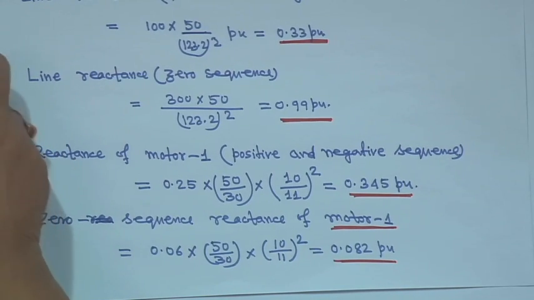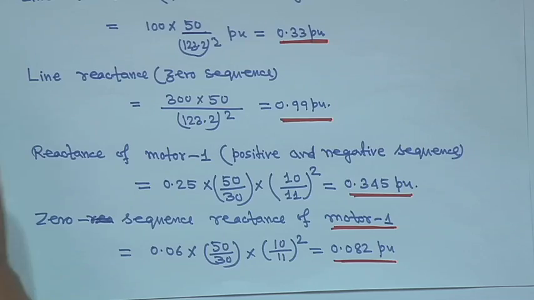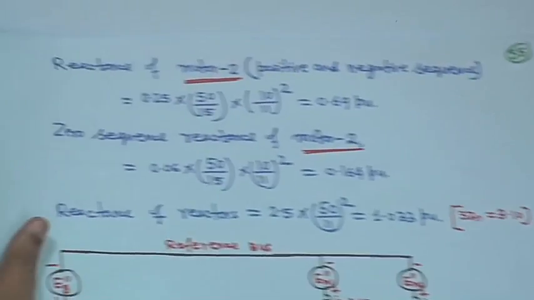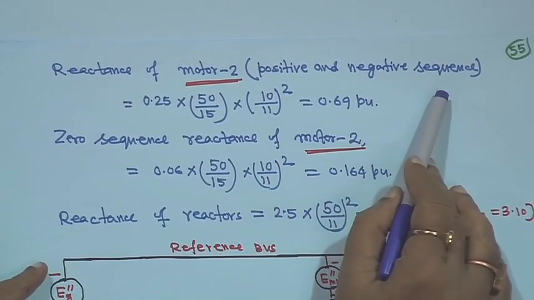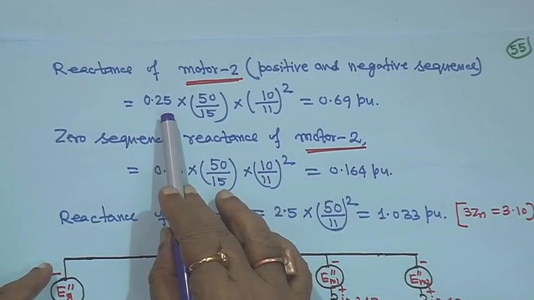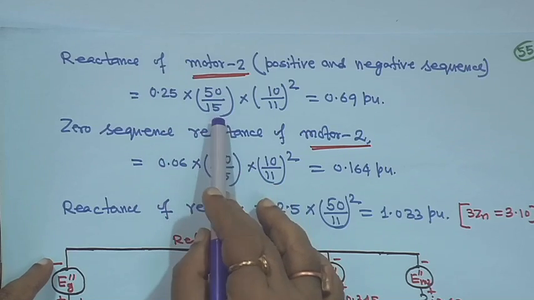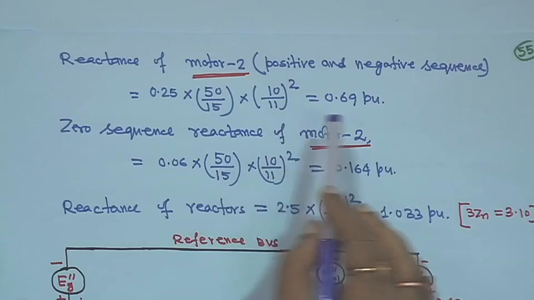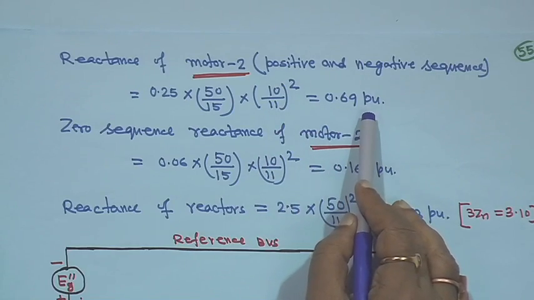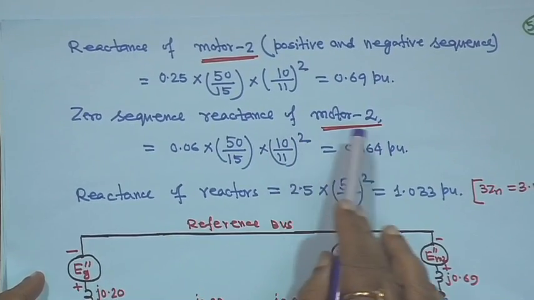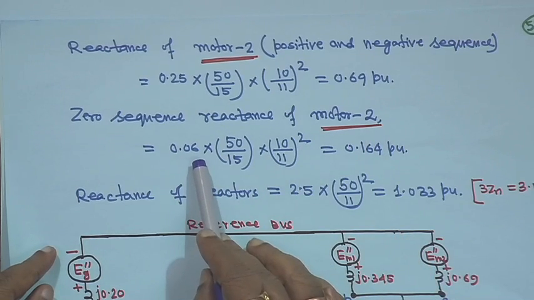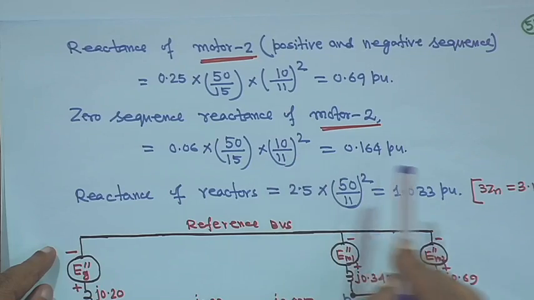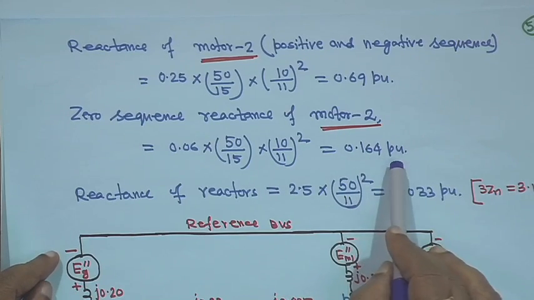Next is for motor 2. These are nothing actually, you just have to calculate these parameters correctly, right. So the reactance of motor 2, positive and negative sequence, is 0.25, given as 25%, into 50 upon 15, because motor 2 rating is 15 MVA, into 10 by 11 square, that is 0.69 per unit. The zero sequence reactance of motor 2 was given as 6%. So 0.06 into again 50 upon 15 into 10 by 11 square, that is actually 0.164 per unit.